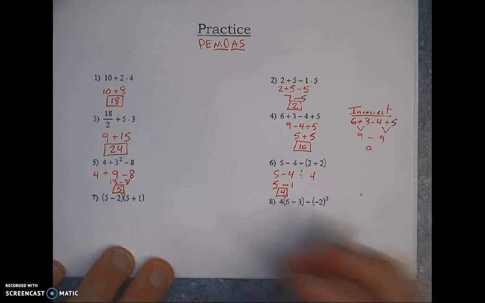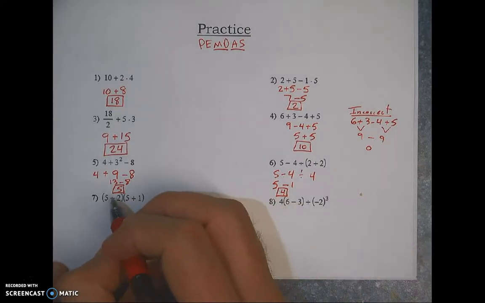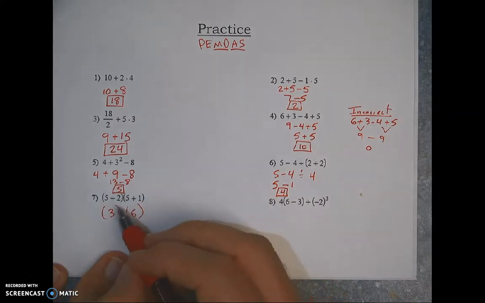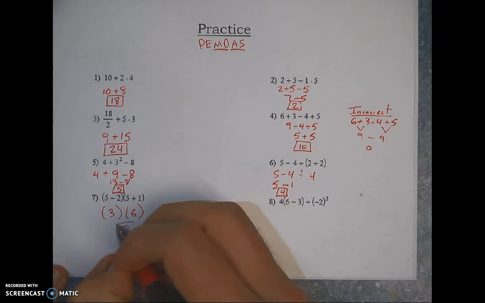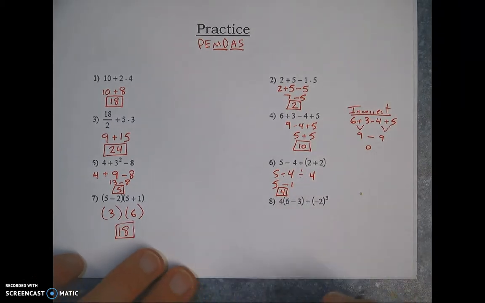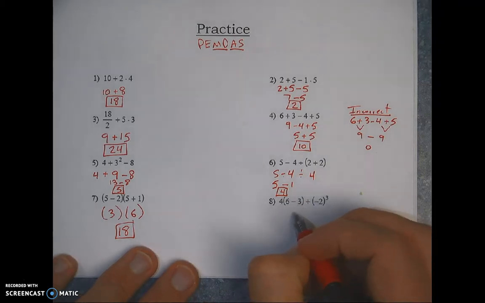Number 7. Parentheses, parentheses. Since they're next to each other, that means multiply. So 5 minus 2 is 3. 5 plus 1 is 6. Always complete the inside first. Now the only thing left to do is multiply these two together, and that's 18. Last one. I see parentheses. I'm going to take care of that first. 6 minus 3 is 3.